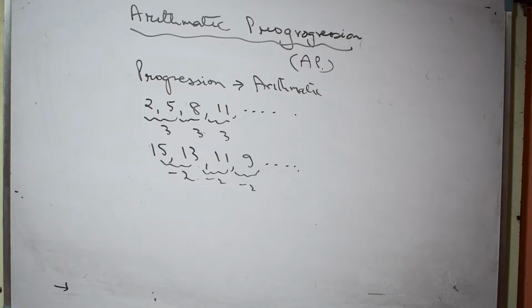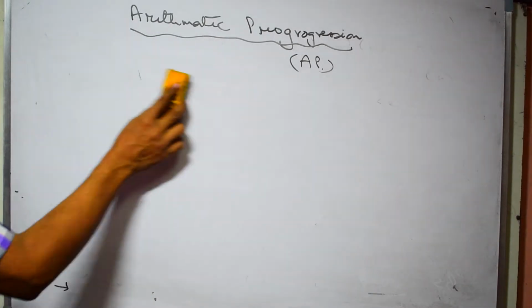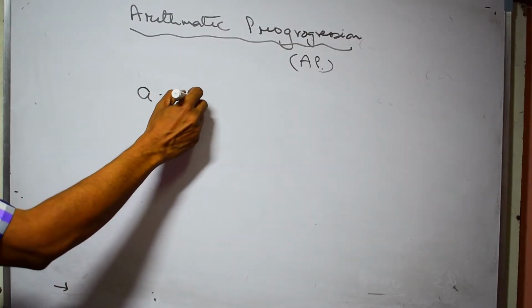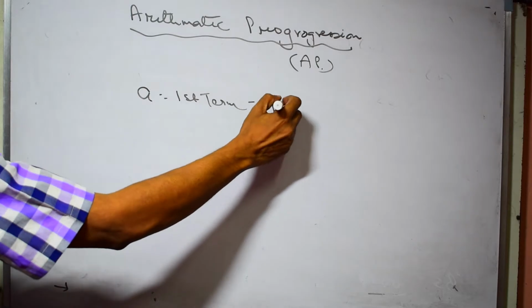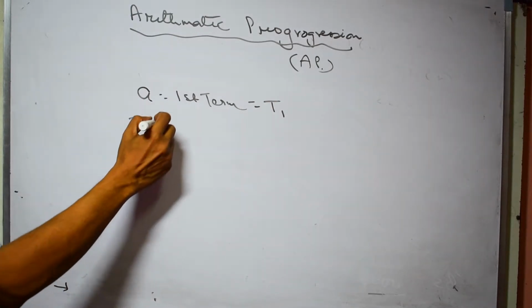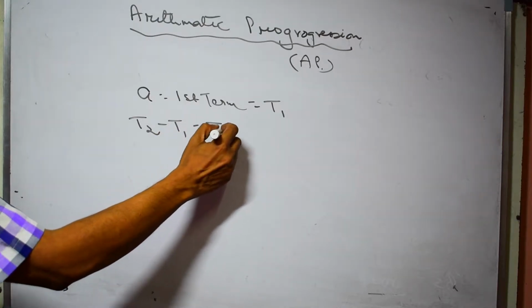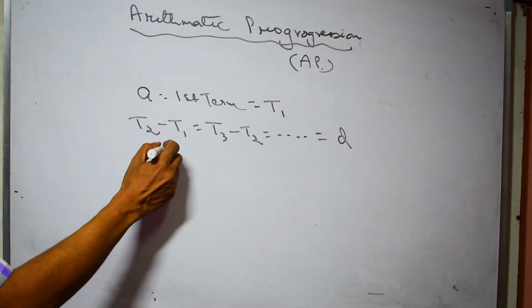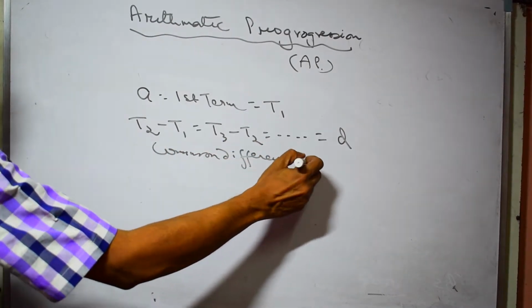Normally we need to solve 3 types of problems. In order to do that, first of all, the first number we denote as A. This is the first term, and we can also denote it by T1. And the second term, if I denote by T2, then T2 minus T1, the difference of second term and the first term, will be same as the difference of third term minus second term, and in this way the difference is D. This is called common difference. That means the difference should be same for successive numbers.